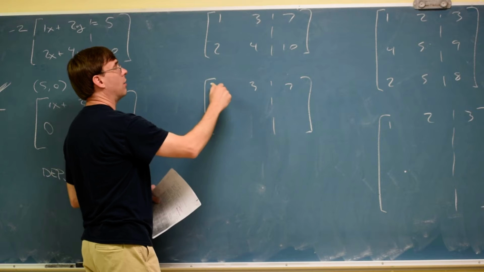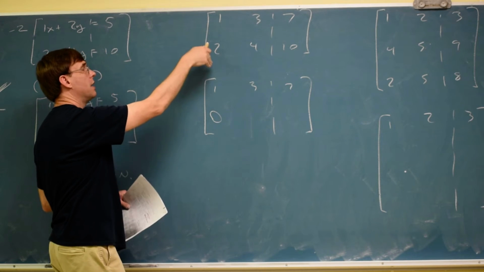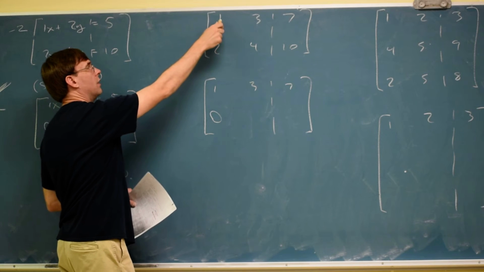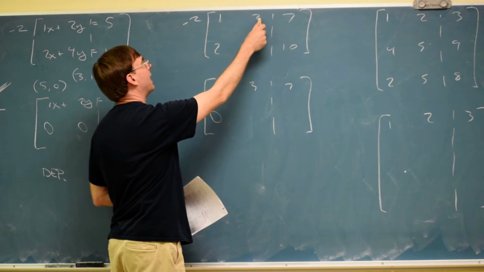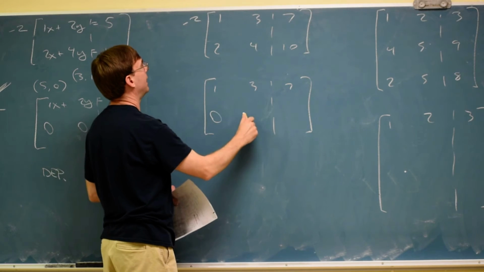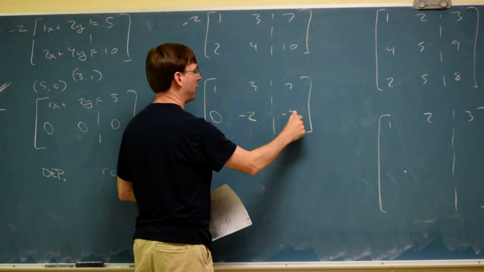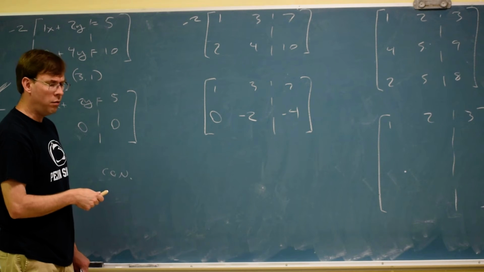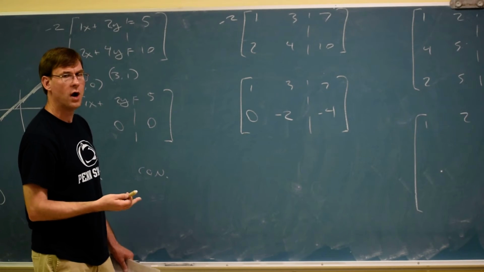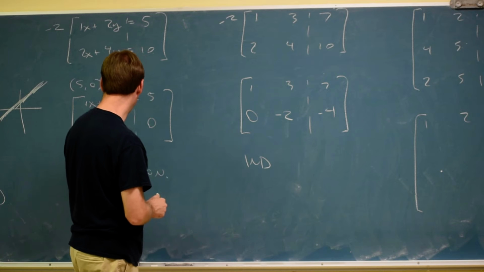For this, again, I'll continue to copy that top row, but create a 0 underneath that top left corner. For 1 to kill 2, we need a -2. So multiply by -2 and add, that would be -2. Multiply by -2 and add, that would be a -4. Those are most certainly different. We did not get a full row of zeros or anything like that. So these are independent because they're different.